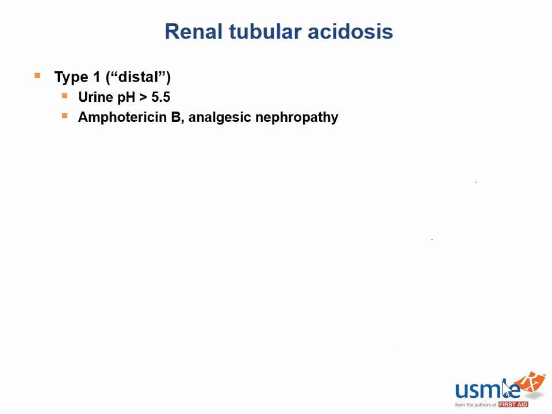Type 1 is also known as distal renal tubular acidosis because it results from a defect in the ability of the alpha intercalated cells in the collecting tubule to secrete hydrogen ions. Quick question, why would this result in hypokalemia?